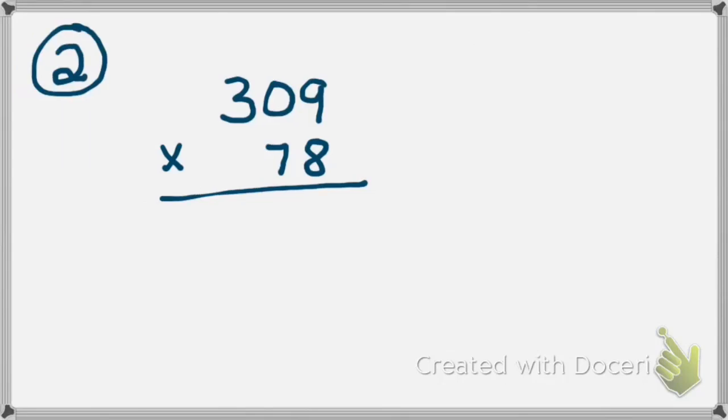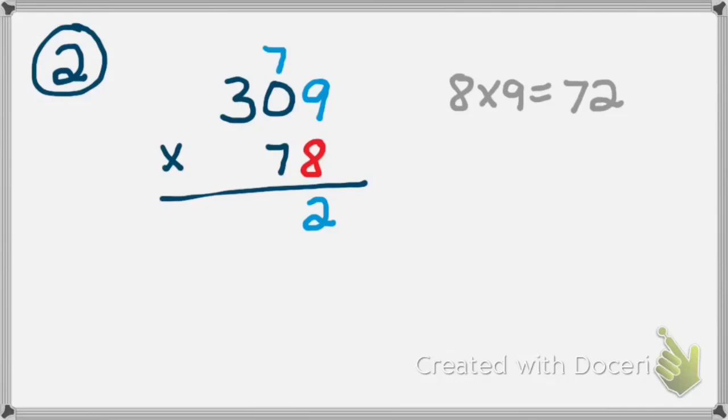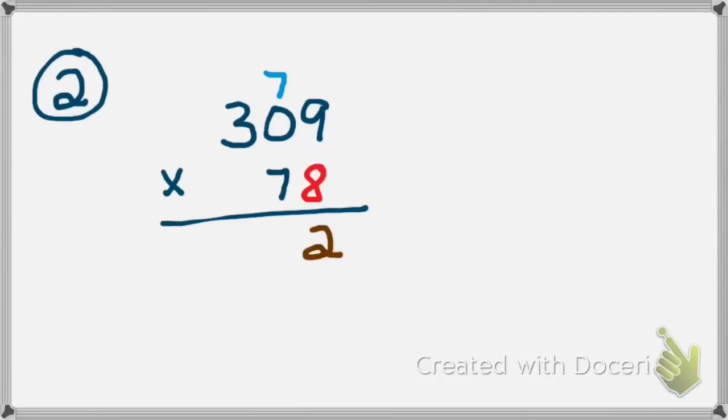So again, I have 309 times 78. In my bottom number, I look at my ones column, and that's the 8. In my top number, I'll multiply that by my ones column, and that's the 9. And what I think in my head is 8 times 9 equals 72. So I put down the 2 and carry the 7 over the next column.